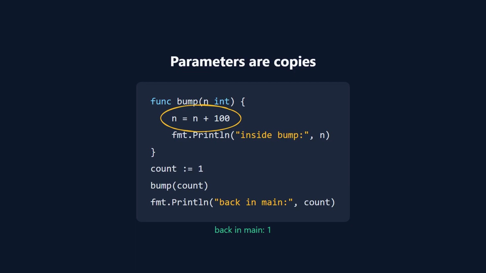Here is the useful way to hold this. A Go function cannot quietly reach out and modify your variable. If you want it to be able to, you have to hand it a pointer, deliberately and visibly, which is exactly what the pointers module is about.